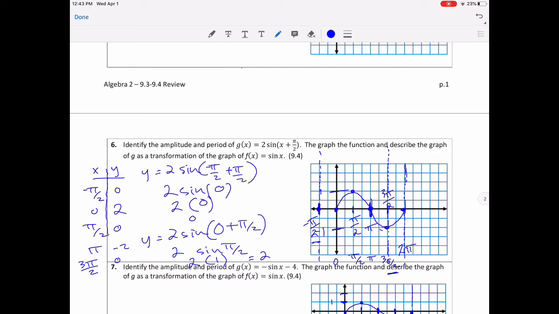Okay, so let's plot those locations. At negative pi halves, I'm at 0. At 0, I'm at 2. Let's come up here and make that 2. At pi halves, I'm at 0. And then let's call that negative 2. At pi, I'm at negative 2. And then at 3 pi halves, I'm back here to 0. All right, let's go ahead and draw that in then.